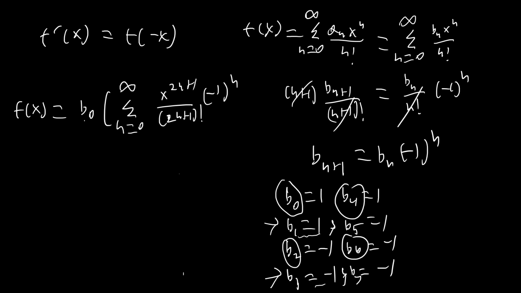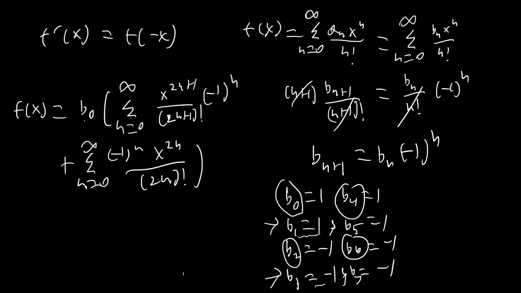And inside of this same parentheses, we're going to also have the even numbers, which is going to follow the same pattern, negative 1 to the n, x to the 2n over 2n factorial. And hopefully you guys recognize these two series as sine of x and cosine of x. So our function f of x is actually equal to b0 times cosine x plus sine of x.